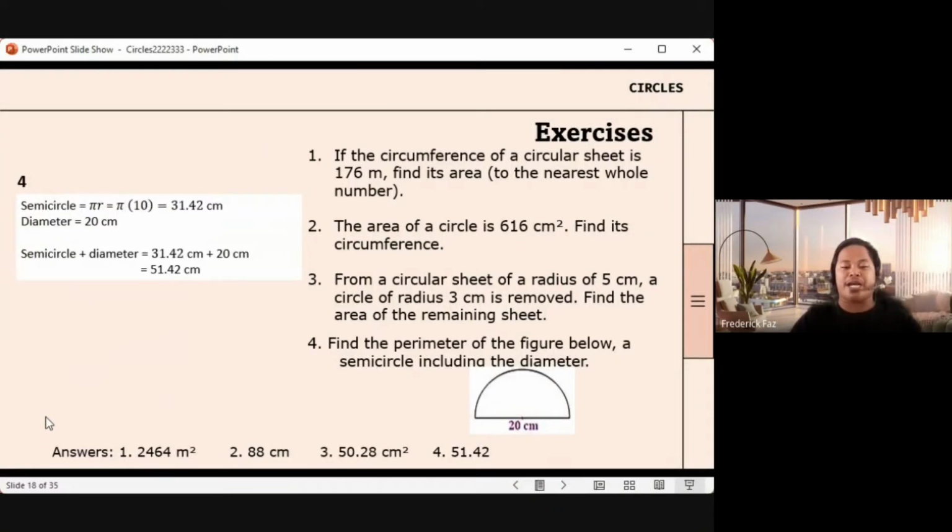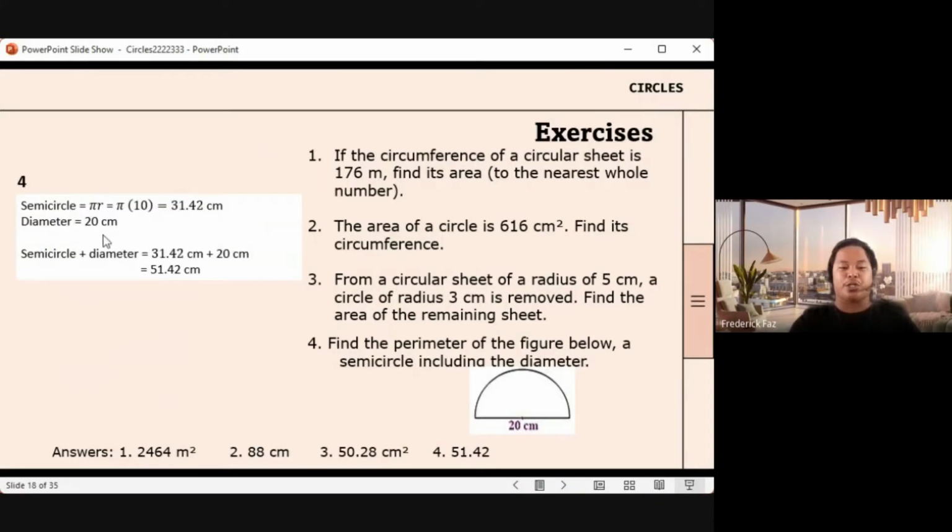For number 4, find the perimeter of the figure below, a semicircle including the diameter. For a semicircle, half of the circumference is pi r. The radius is 10, since the diameter is 20 and half of 20 is 10. So, we have 31.42 centimeters for the length of the semicircle.